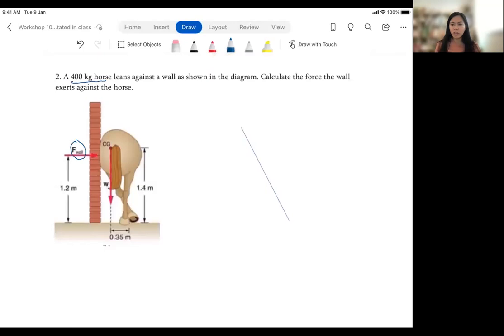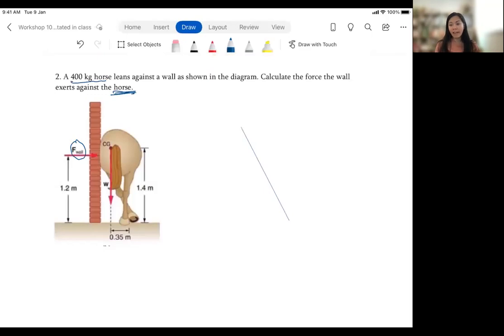First of all, what is the object here? Okay, so we want to calculate the force the wall exerts against the horse, right? So we're looking at the horse, we're looking at the stability of the horse. So the horse is the object here. So we need to consider all the forces that are acting on the horse. We are given the weight force and the support force from the wall, but are there other forces that the horse experiences? Yeah, very good.